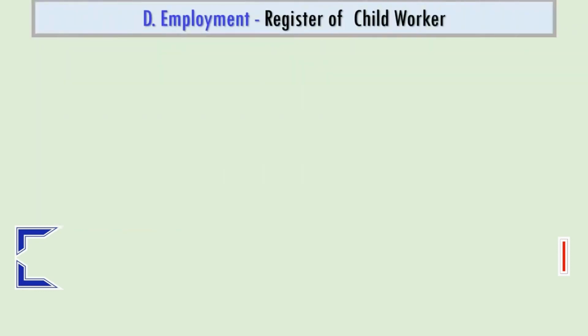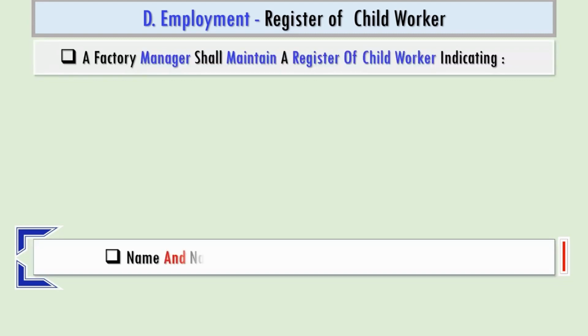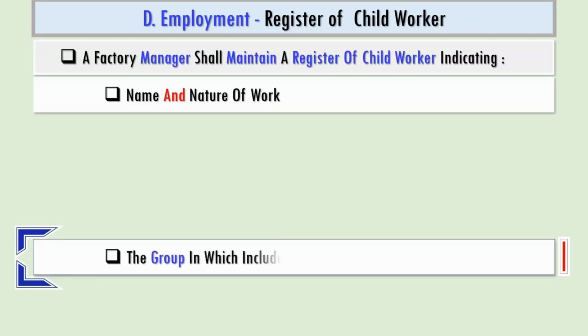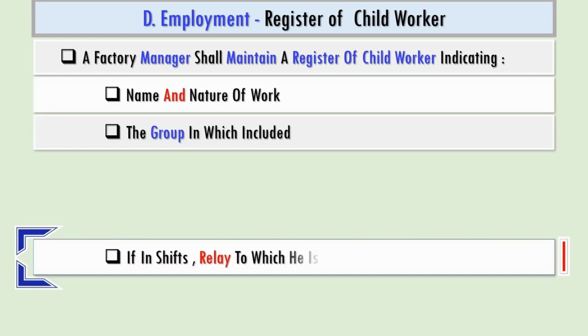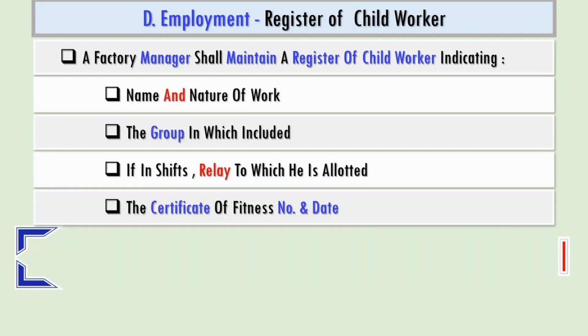The Act mandates the factory manager to maintain a register of child workers detailing name and nature of work, the group in which the child is included, if in shifts, the relay to which he is allotted, and his certificate of fitness number and date.